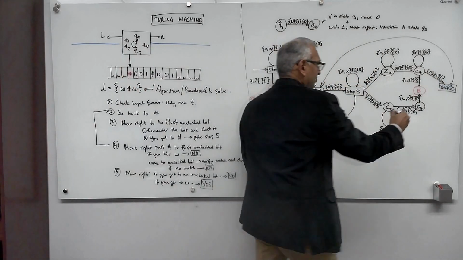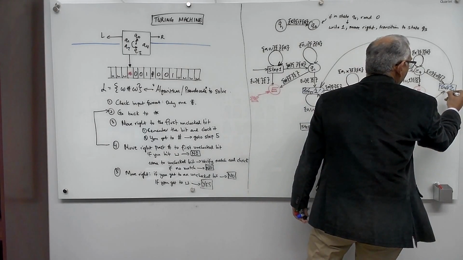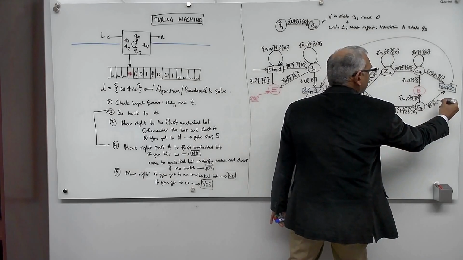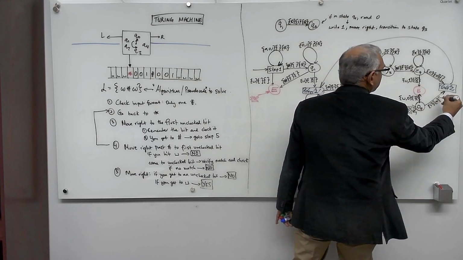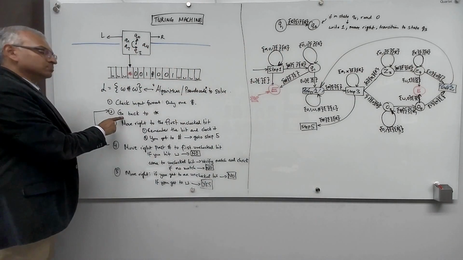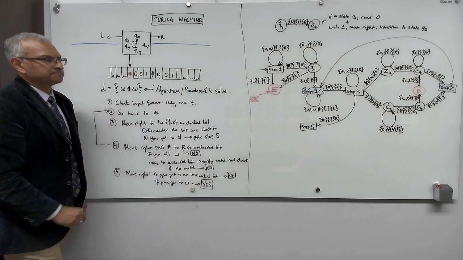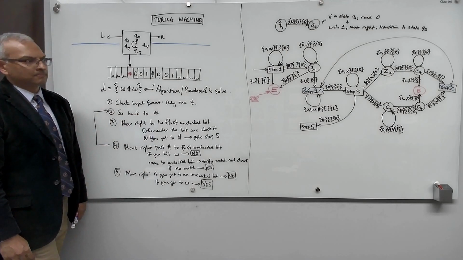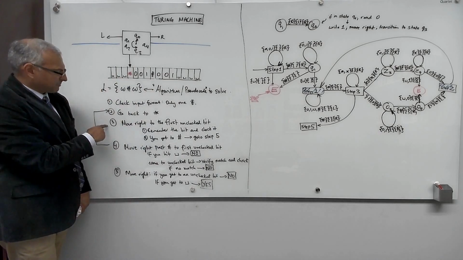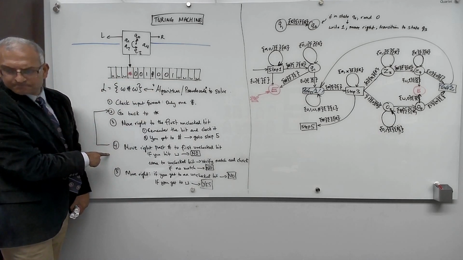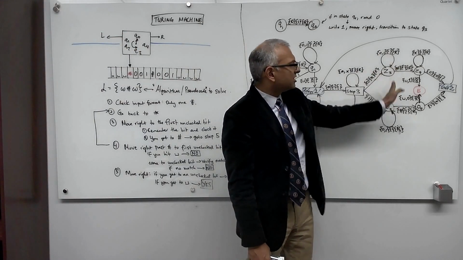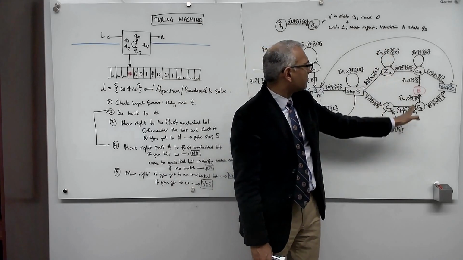On the other hand, if I come to a 1, I mark it, and I don't need to move. I just go back to step 2, which takes me back to star. And there, I've implemented step 3 and step 4 now. So step 3 took me to one of these states, which is the starting point of step 4.